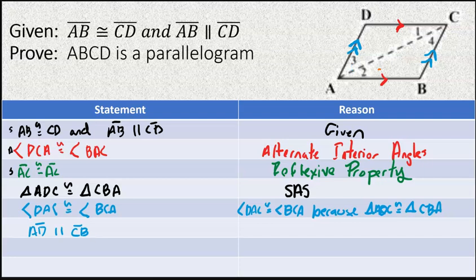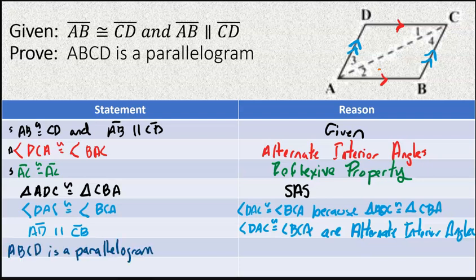Now, the statement I can make is that they are converse alternate interior angle theorem. You can use that language, or you could just say that angle DAC congruent BCA are alternate interior angles. From there, I can now make my final statement.